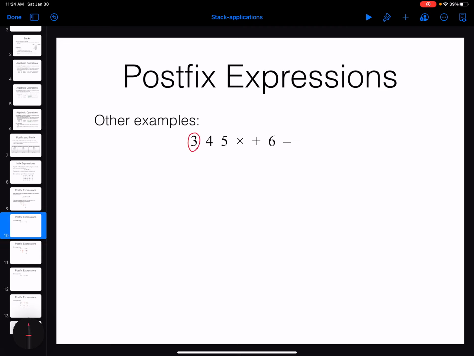I can't do anything with that, so I should keep it. So 3. The next token is going to be 4. This is again an operand. I can't do anything with that, so I should keep it. The next token is going to be 5. Again, this is an operand. I can't do anything with that, so I should keep it.